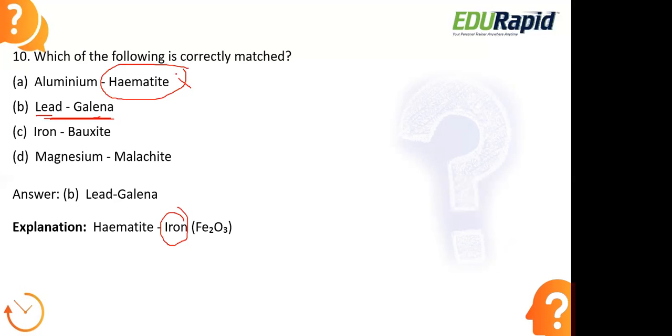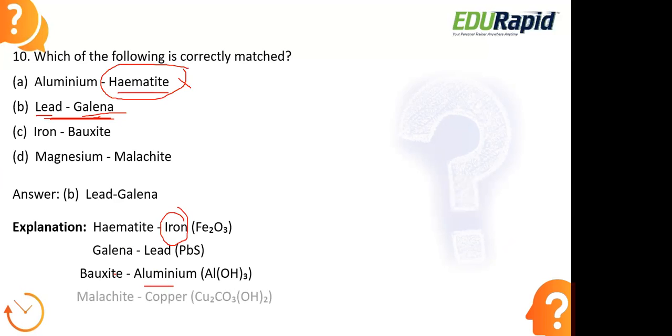Hematite is an ore of iron. Galena is the ore of lead. Bauxite is an ore, and out of this bauxite ore we will get aluminium. We generally extract aluminium from bauxite ore. Similarly, malachite is also an ore, and from this malachite ore we will get copper, not magnesium.